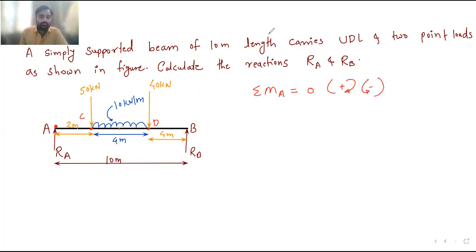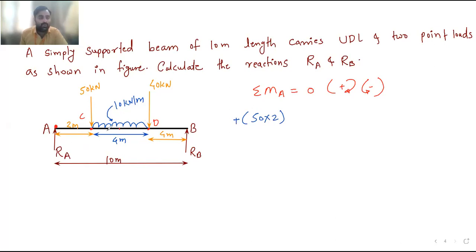Okay, so now see, RA is passing through point A, so RA's moment will be 0. Next is this 50 kilonewton. The distance of this 50 kilonewton force is 2 meter from A. So it will be 50 into 2, and it is plus because it is moving in clockwise direction.